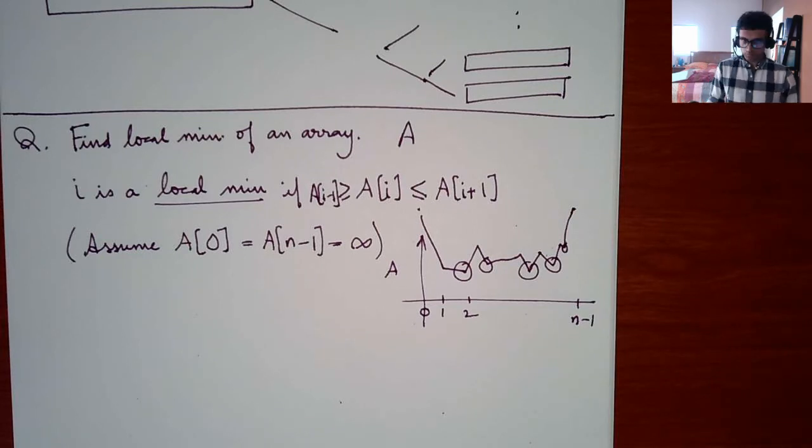So if all the values are the same, does it mean every value is a local minimum? Then every value is a local minimum. Think of it like you're trying to minimize a function and you just have to provide a value that's the least.